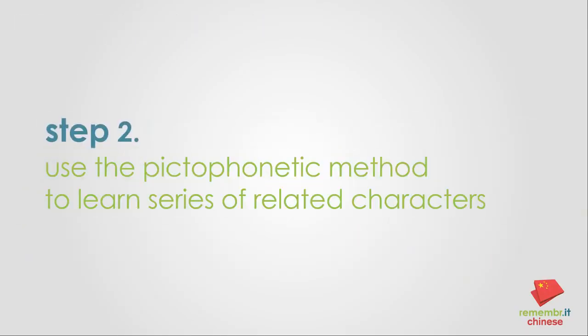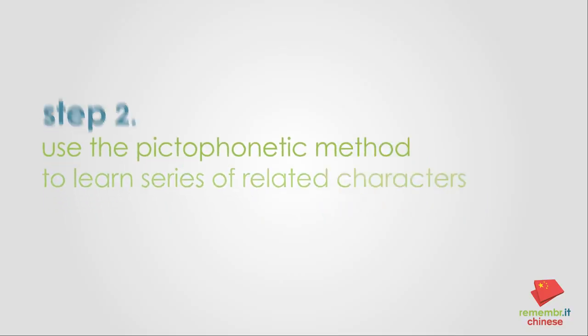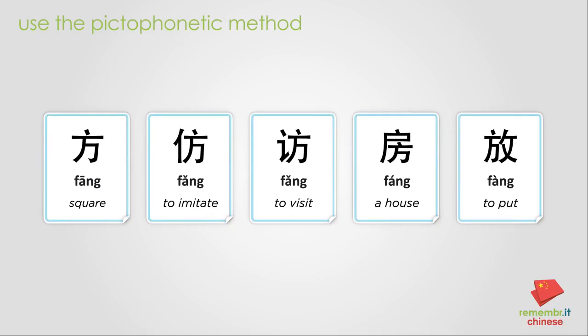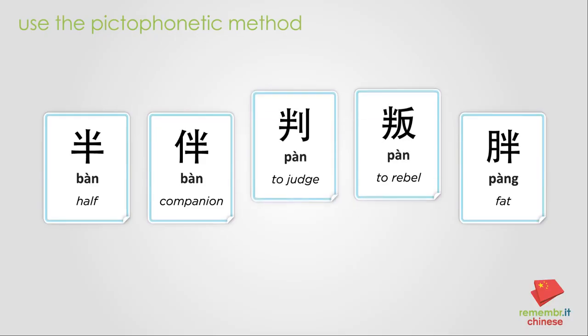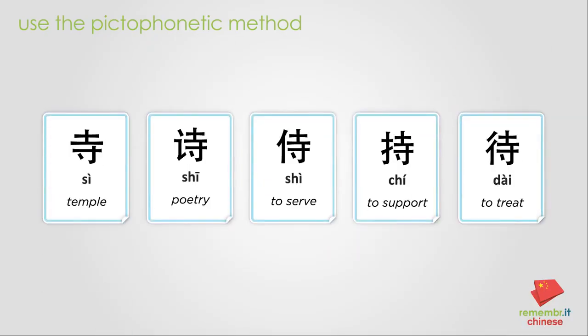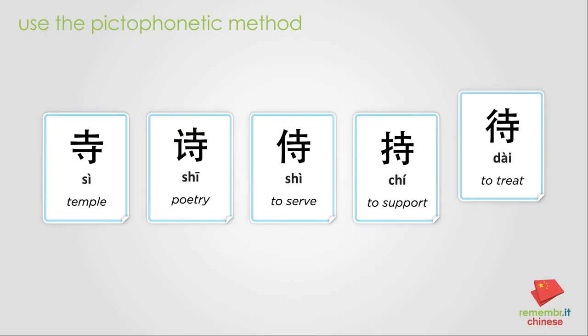Step 2. Once you're comfortable with the basic components, you can start looking at characters that share a common phonetic root. That way, you can leverage the pictophonetic method to quickly learn series of related characters. Sometimes the pictophonetic method works really well, like in these characters that are all based on the character 方. Other times it works well, but there is some phonetic drift. There are also times when it works well for some characters, but not for others.